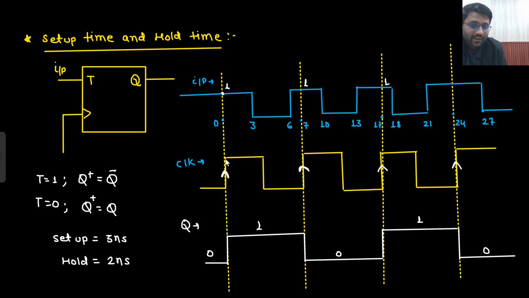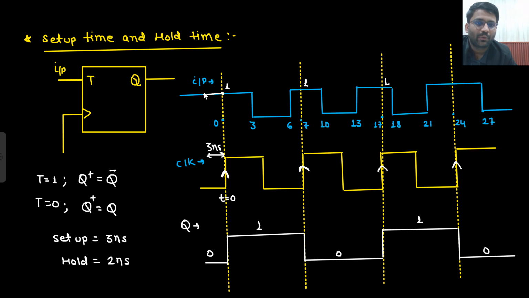So what I will do is, from this particular clock edge, let's just say this clock edge is occurring at t equals 0 nanoseconds. From this clock edge, listen to me very carefully, I will look back for 3 nanoseconds. At t equals 0, what is the input? It is 1. It will look back for 3 nanoseconds, so from 0 to minus 3 nanoseconds, the input should be 1 only. The input should be stable.